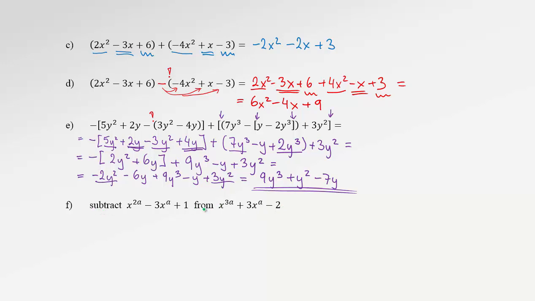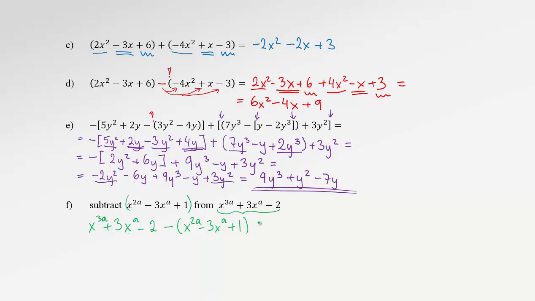Remember, subtract from phrase goes backwards. So we need to start with this polynomial in order to subtract something from it. Okay, let's rewrite it. X to the 3a plus 3x to the a minus 2, and then we subtract the whole polynomial. So we need to place a bracket around this polynomial. So it's minus in a bracket x to the 2a minus 3x to the a and plus 1.